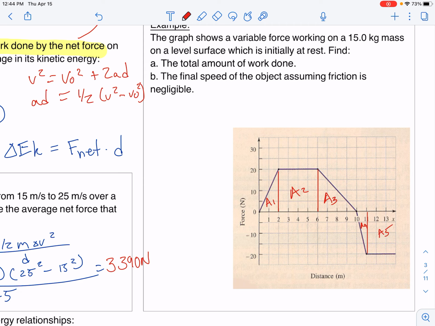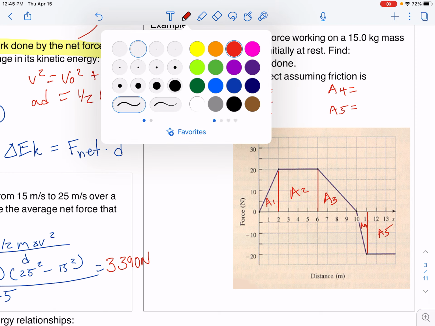All right. And our goal here is to determine the size of the area. Keep track of your positives and negatives, right? Because work can be negative.